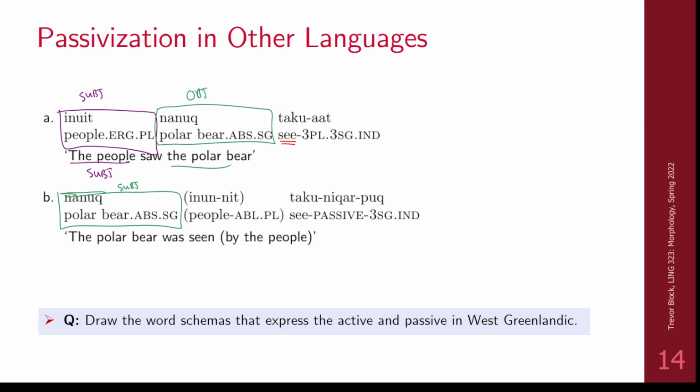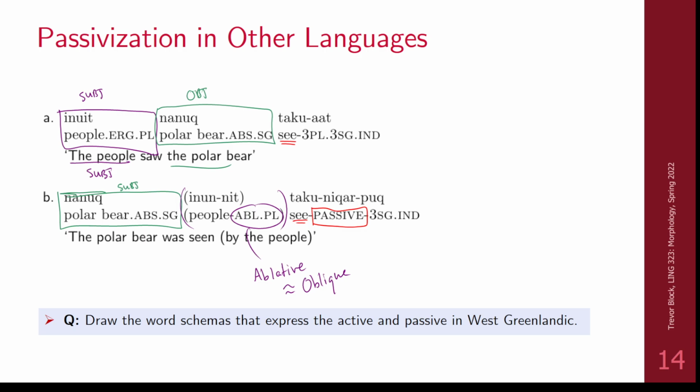So people is now optional, and the case has changed. It's no longer ergative. It's now called ABL. This is called ablative case. And this is sort of like oblique case, but used for ergative absolutive systems. So you can treat it the same. And then in the verb see, the same thing for the verb, but we now have a passive marker on it. So we can see that we're in a passive.